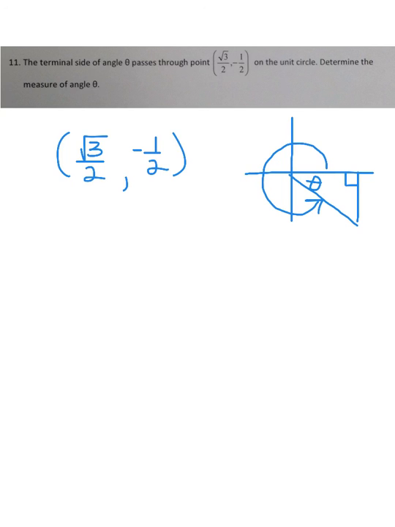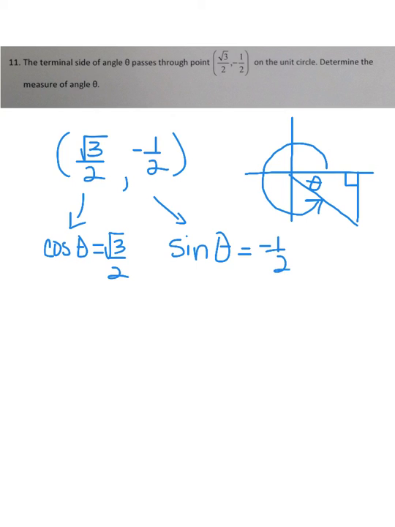All right, so I know that this x value we associate with the cosine. So the cosine of some angle is radical 3 over 2, right? And then over here, same thing. So I associate that, though, with sine, and I know that the sine of some angle is negative 1/2. So I guess the big question is what is this angle and this angle? So look it up in the chart.